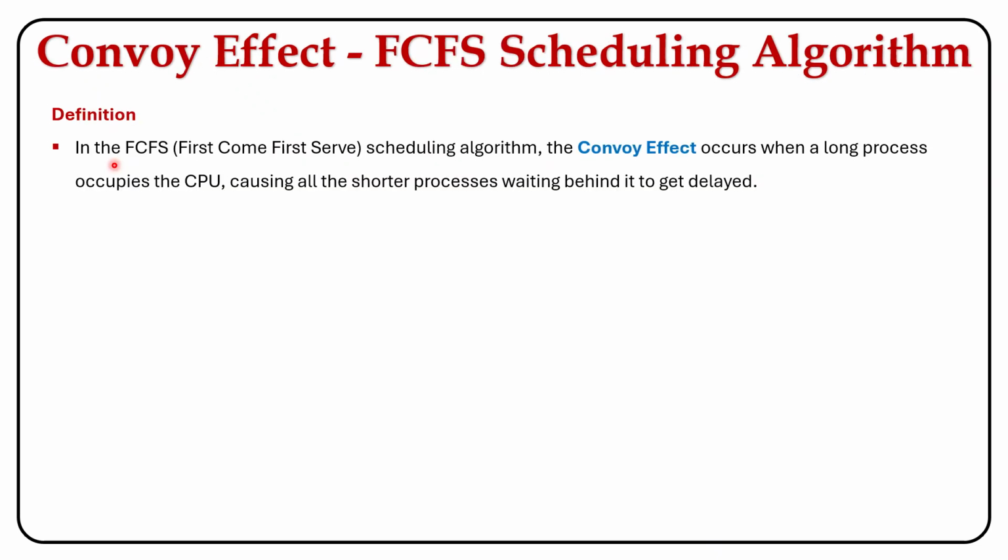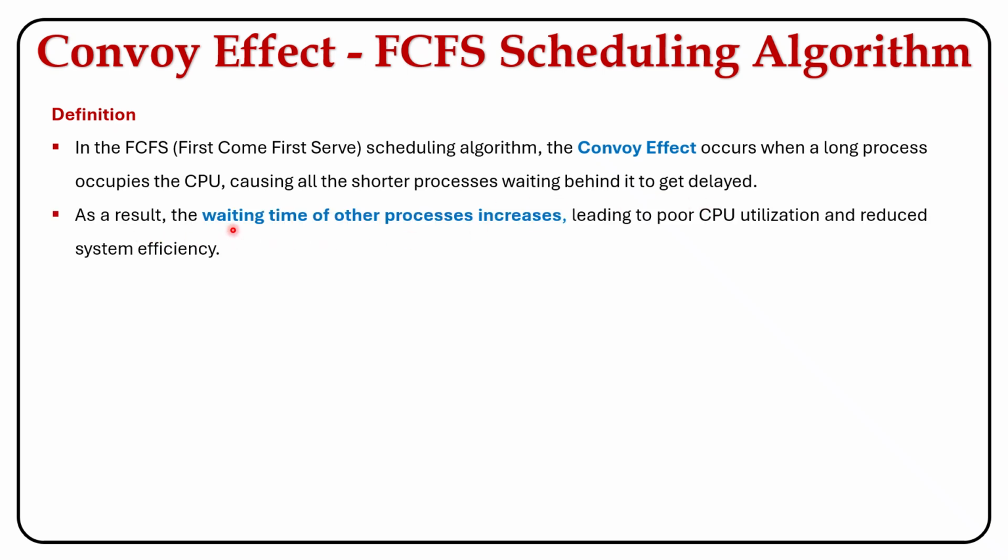In first come first serve scheduling algorithm, the Convoy effect occurs when a longer process occupies a CPU, causing all the shorter processes waiting behind it to get delayed. As a result, the waiting time of other processes increases, leading to poor CPU utilization and reduced system efficiency.